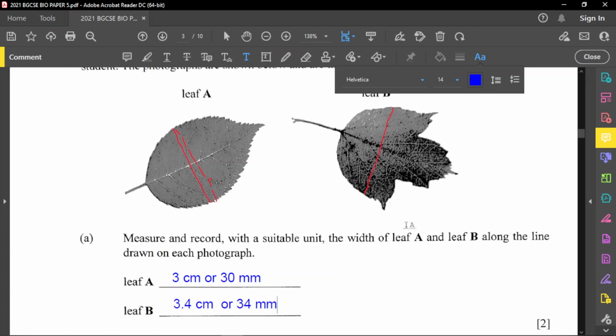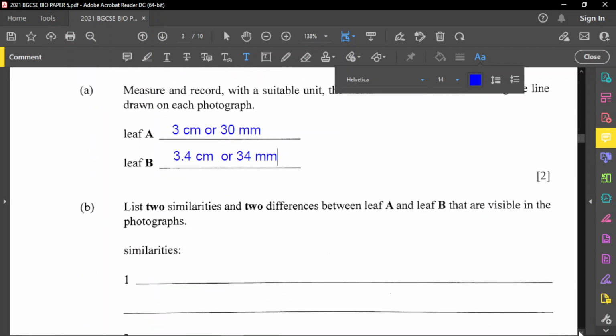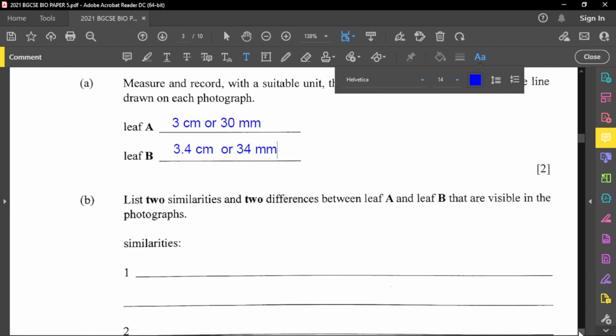All right, next part of the question is to list 2 similarities and 2 differences between leaf A and leaf B that are visible in the photographs. And we'll talk about the similarities first.